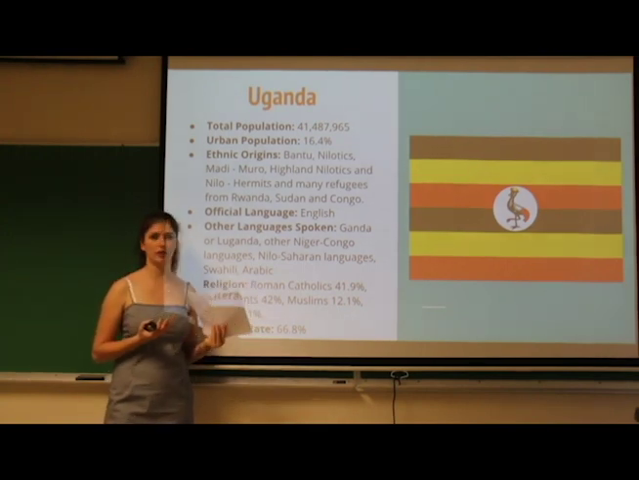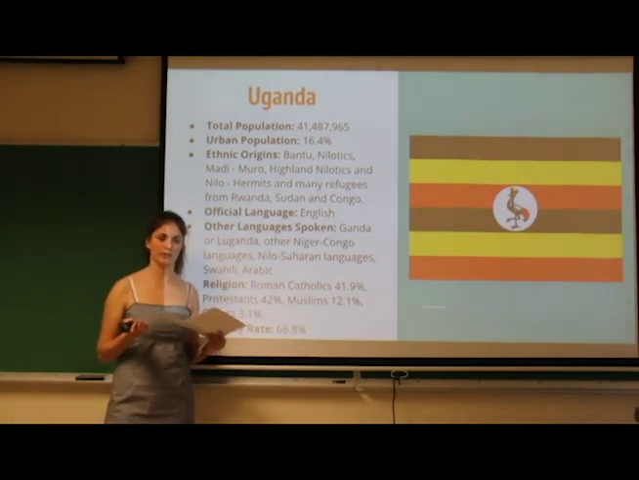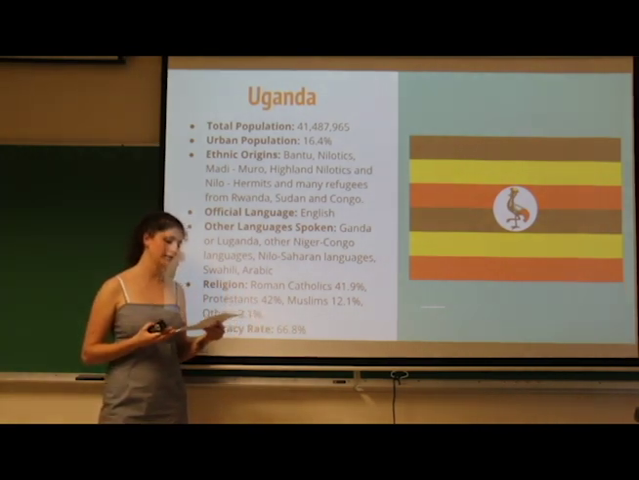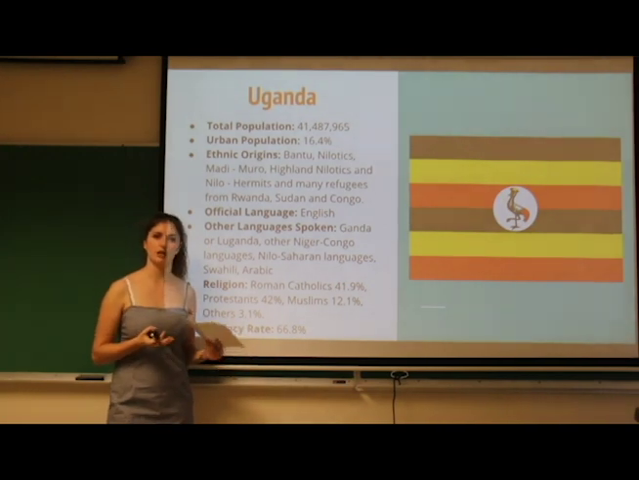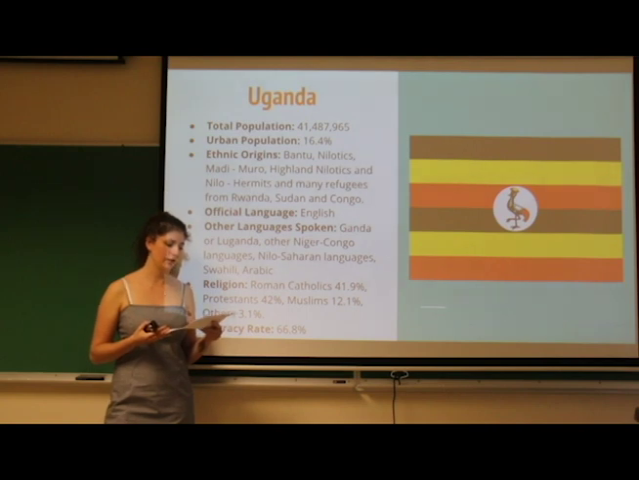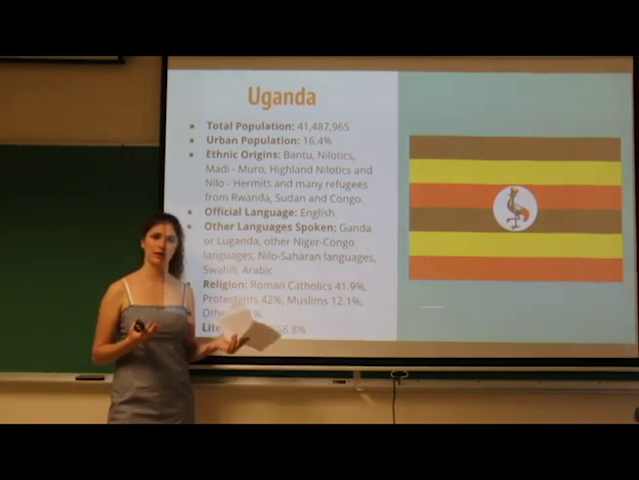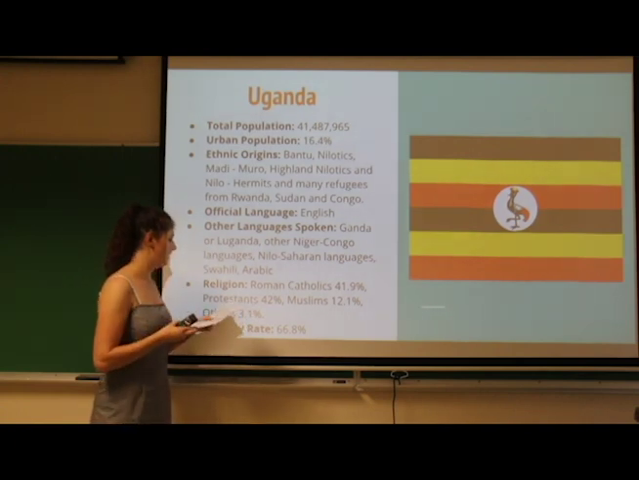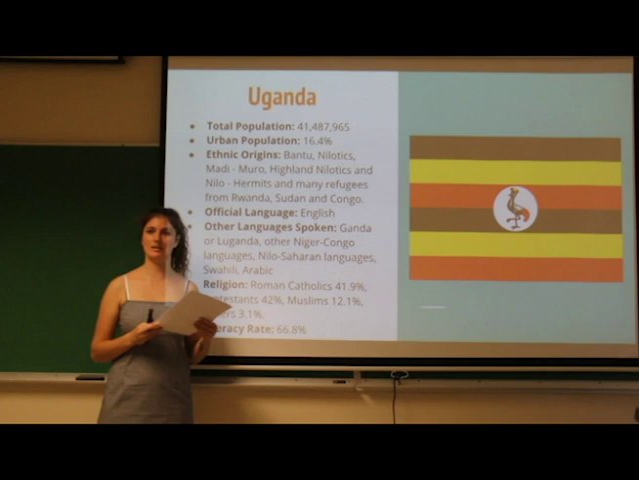In addition to that, there are a lot of refugees in Uganda that come from the neighboring countries. The official language in Uganda is English, but there are also other languages that are spoken, such as Luganda, Niger-Congo languages, Nilo-Saharan languages, Swahili, and Arabic. The majority of the population are either Roman Catholics or Protestants. Roman Catholics are 41.9% and Protestants are 42%, and the rest of the population is Muslim or has other religions. The literacy rate is at 60.8%.